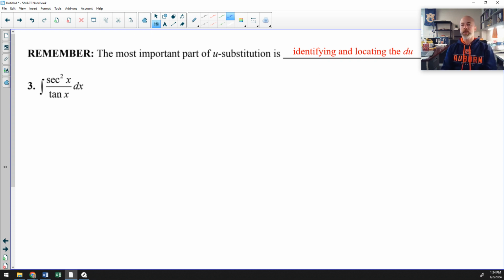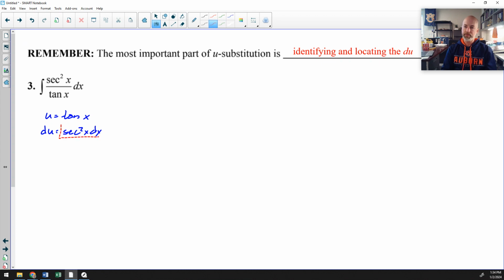We have secant squared over tangent. And remember, you're looking for something and its derivative. And hopefully this one is staring you right in the face. You should recognize secant squared as the derivative of tangent, which means I'm going to let u be the tangent because I see its derivative already. The derivative of tangent is secant squared x dx.